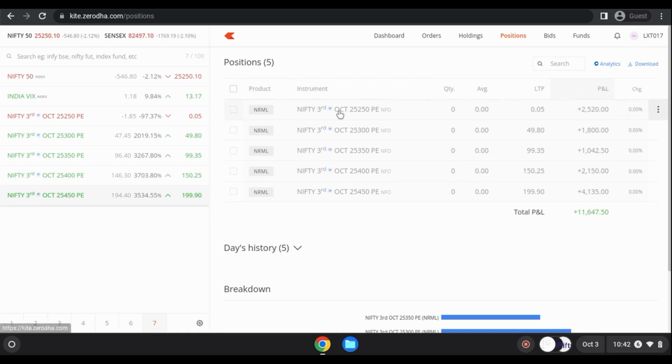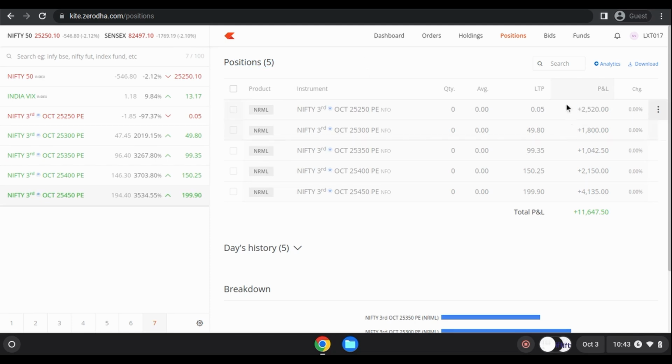Today all the positions I've taken were PE only, put side only. I took a total of 5 positions. This is 25,250 PE, this is 25,300 PE, and this is 25,350 PE. This is 25,400 put option, and this is 25,450 put option. So altogether we took 5 positions today, and everything is in plus today.